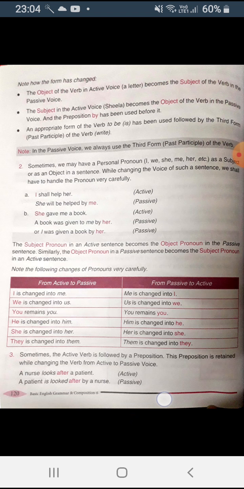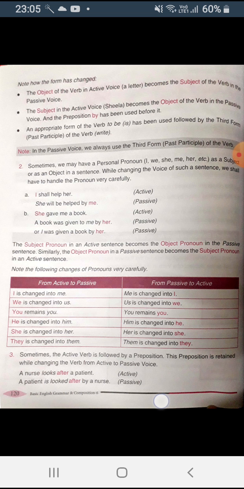You see, a nurse looks after a patient. After is the preposition here. Now this will be retained as it is in the sentence while converting from active to passive voice. A patient is looked after by a nurse.